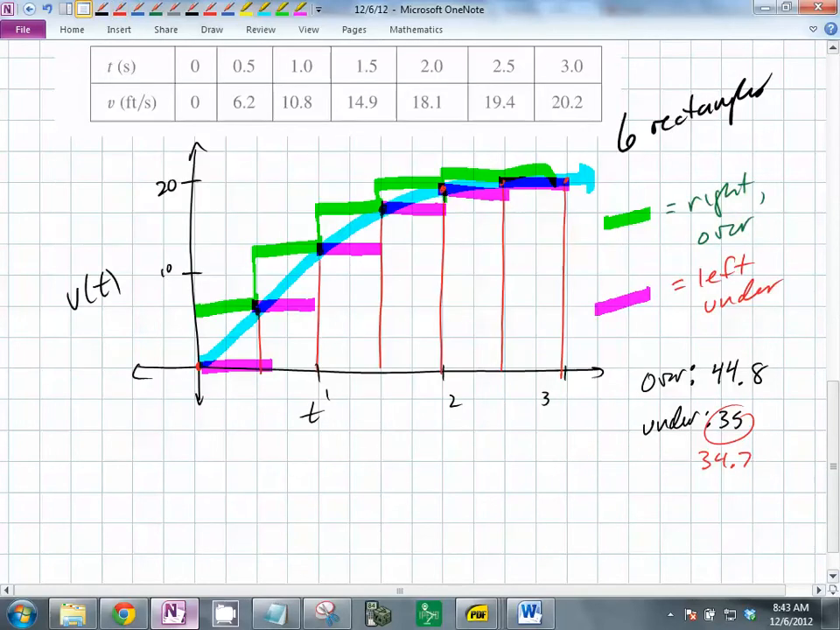In terms of what these equations are going to look like, for your left, 1/2 is the width of them. What's the height of the first rectangle on the left? It's 0. Then 0 is the first height, and then you add the second one, which is going to be 6.2 plus 10.8 plus 9 plus.